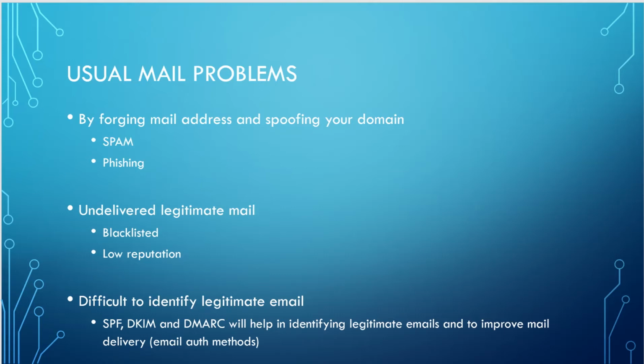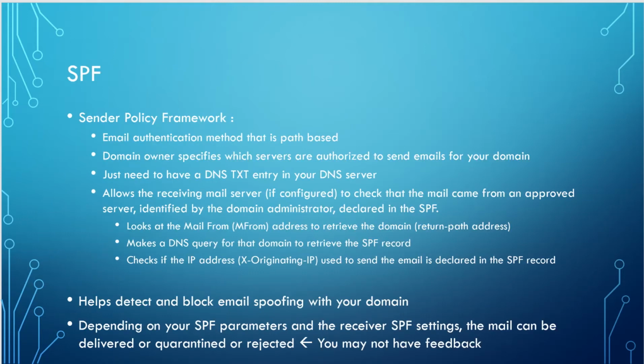It's quite difficult to identify legitimate email from forged address email. But for that, we can use SPF, DKIM, and DMARC, which will help the recipient to identify legitimate emails, and this will improve your delivery by using those email authentication methods. So, SPF, Sender Policy Framework. This is an email authentication method that is path-based. That means that you need to check where the email came from. The domain owner specifies which servers are authorized to send emails for your domain.